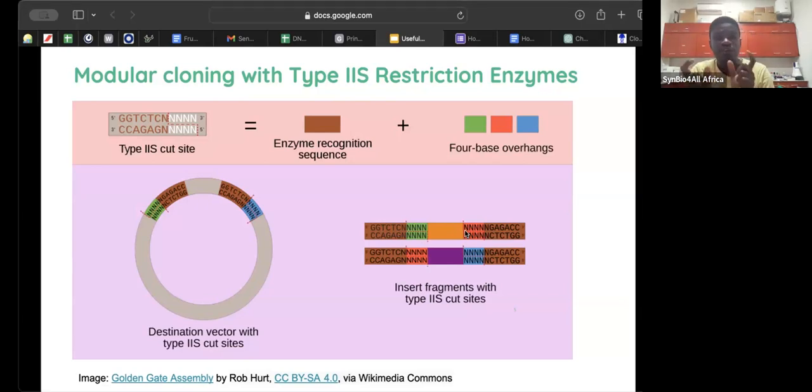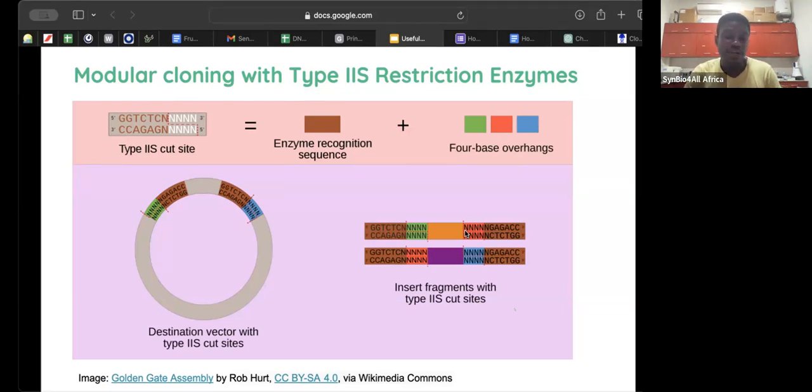Now, the catch here is that you have to design your system in such a way that the four base pair overhang left when your type 2S restriction enzyme cuts on the end of one gene works out. Let's say you have genes A, B, C, D that you want to put together to form your sequence. You want to put B at the end of A, C at the end of B, and so on. You have to make sure that the four base pair overhang left at the end of A when BsaI cuts is complementary to what is left at the front, or upstream, of your B when BsaI cuts. With that in mind, they are going to get together. Does that make sense? So that is the whole principle.